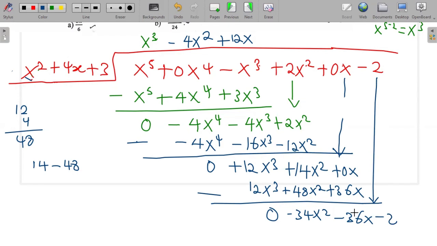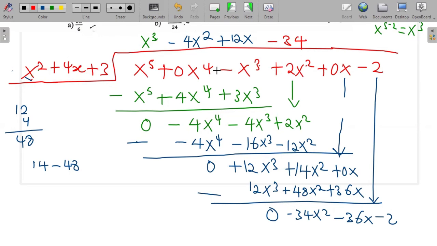Okay, so here we'll divide for the last time now, because I have x to the power 2 here, meaning the other one that I'll get will just be x to the power 1. So x to the power 2 cannot go into x to the power 1. So I'm going to divide now x squared into minus 34x squared. It's going to give me minus 34. Okay, and then I multiply with whatever I have.